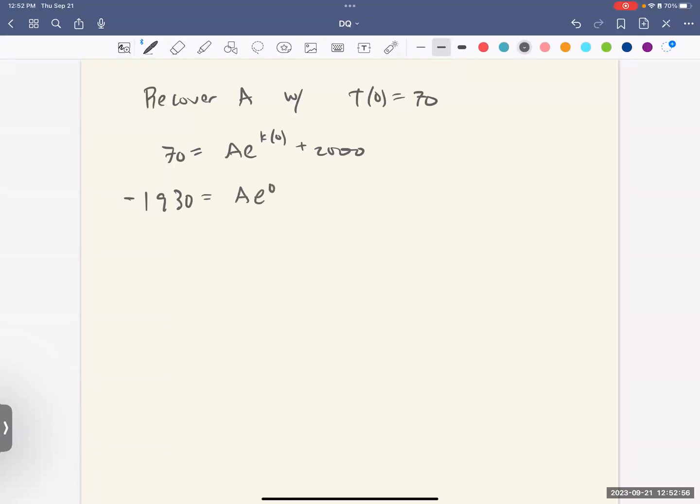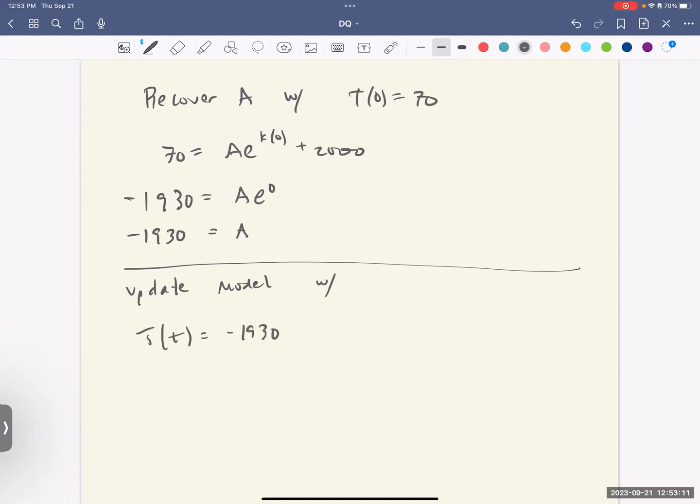So let's do that. Let's recover A with T of 0 is 70. So 70 is A e to the K times 0 plus 2000. So if we subtract 2000, we would end up with negative 1930 is A e to the 0, so e to the 0 is 1, so A is negative 1930. Let's update our equation: big T of little t is now negative 1930 e to the kt plus 2000, and we could find K.